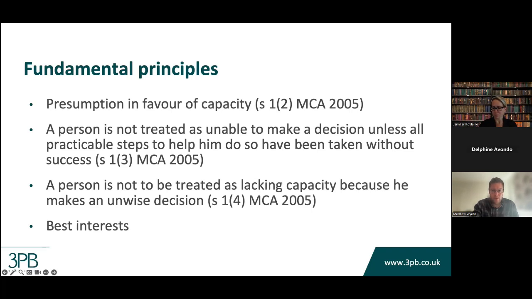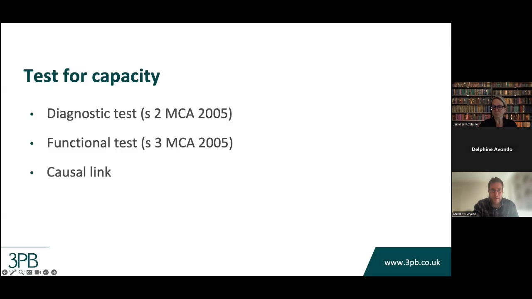Now, that's not too dissimilar, I don't think, although Jennifer, you can come in at the end and tell me I'm wrong about this. It's not too dissimilar to the welfare checklist when we think about children, albeit it is applied in a slightly different way.